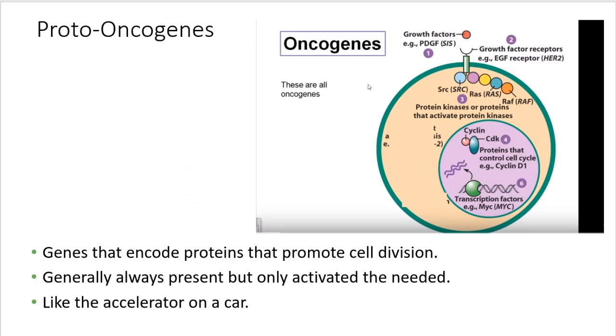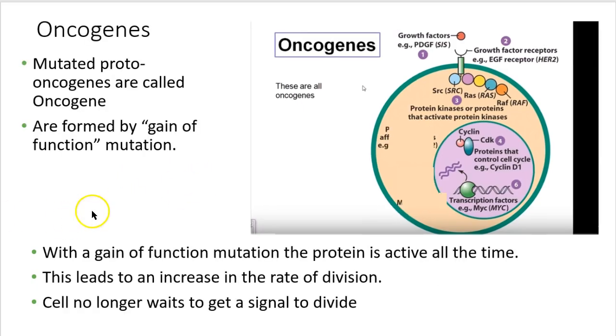Your proto-oncogenes can have what is called a gain of function mutation. Then they are called oncogenes. In this case, the protein is mutated in such a way that it is in its active form all the time. It can't shut off. So it's always doing its part to encourage the cell to go through mitosis. This might just lead to an increase in the rate of cell division. And if you're dividing faster, you might be generating more mutations.